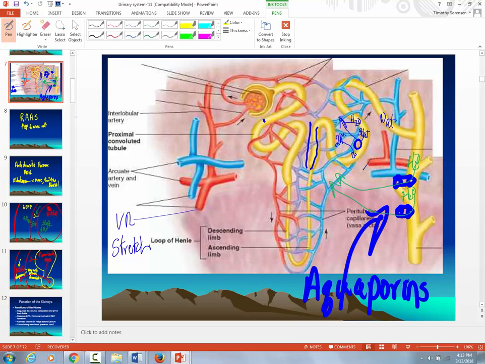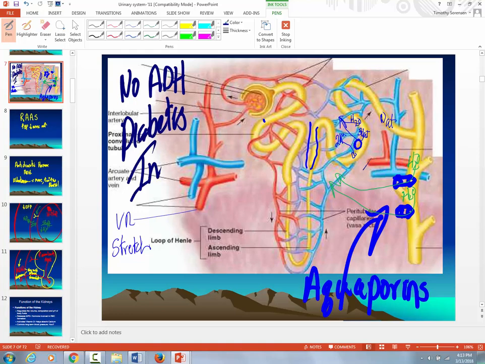Guys? So there's two conditions that you deal with involving ADH. If you ain't got no ADH, you got diabetes insipidus. You got me? So what do you do? You replace the water. That's what you do. It's purely water. Tell me you got that.